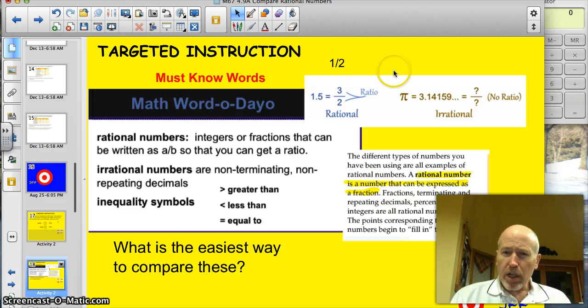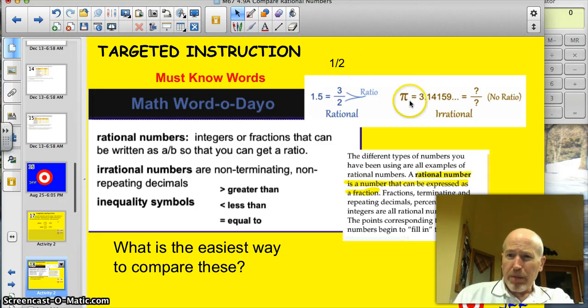All right, take a look up top here. This rational number, 1.5, they wrote it as 3 over 2. There's a ratio, or 1/2 would be another rational number because we can write it as a ratio or fraction. Pi, which is 3.14159, blah, blah, blah, goes on forever. You can't write a ratio because it doesn't terminate. It just keeps going on and on. It doesn't terminate or repeat. So it's an irrational number.